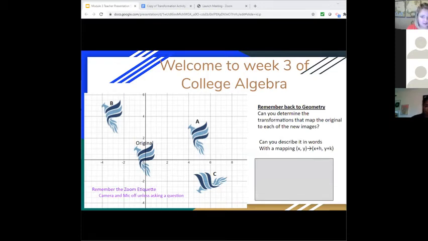So again, looking at the screen as you're just coming in, can you map the original to A and to B and to C? What are the transformations taking place in order to make that happen? We're going to have a transformation activity we'll be doing in groups today.